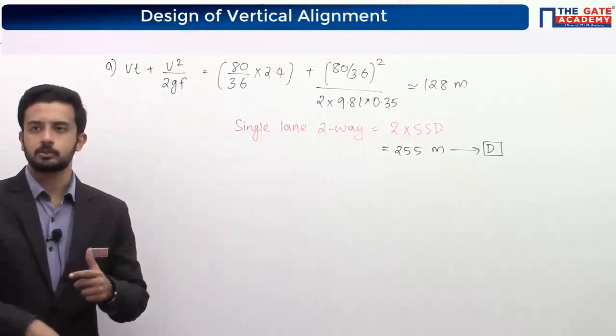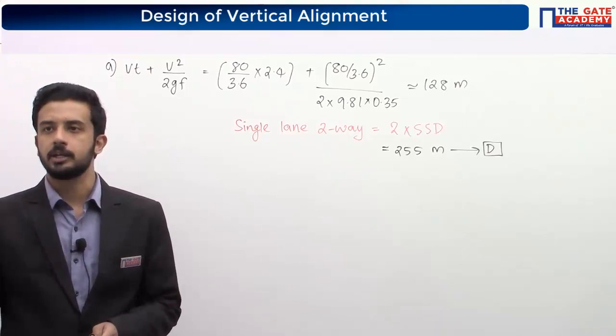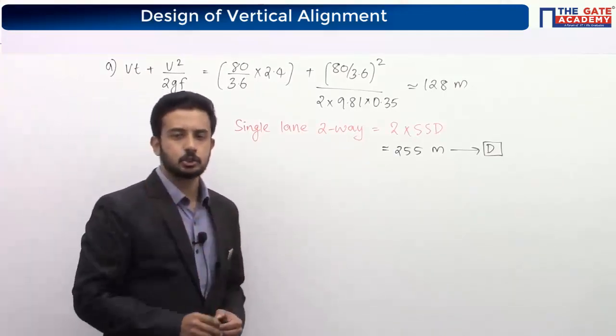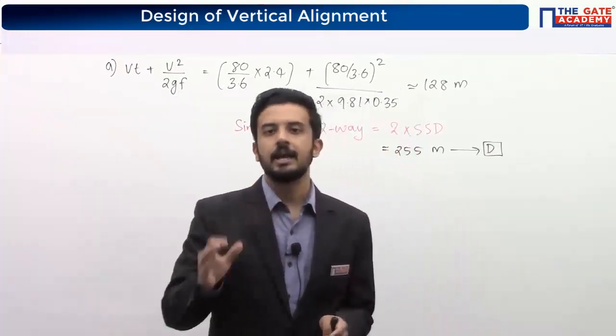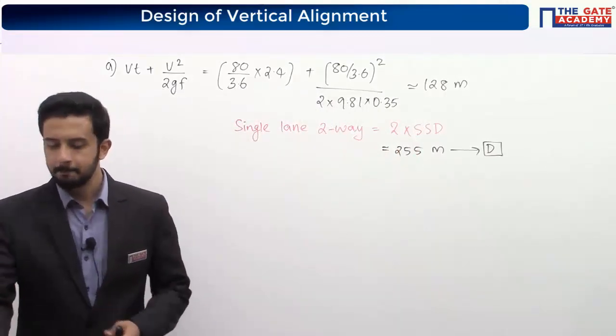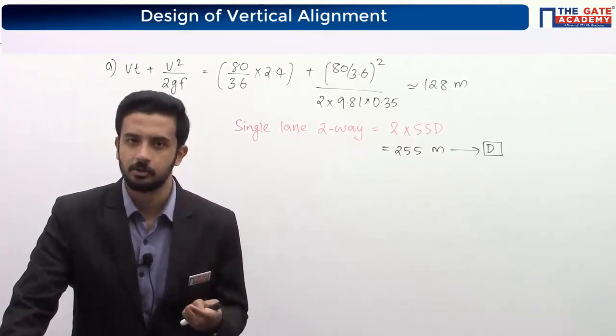Then one more 2-mark question with the same data. What will be the length of the summit curve in meters? See, they didn't tell whether L is greater than S or L is less than S. So what will we do? We'll assume that L is greater than S and find out what L is. And after calculating the length, we'll check whether our assumption is correct or not.